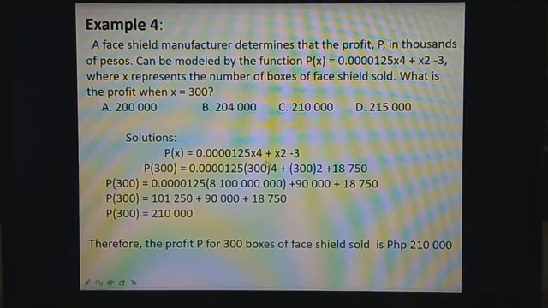So what we did was substitute, and then first simplify the terms with exponents, then simplify further by just adding and subtracting. Okay, that's the problems involving polynomial function.